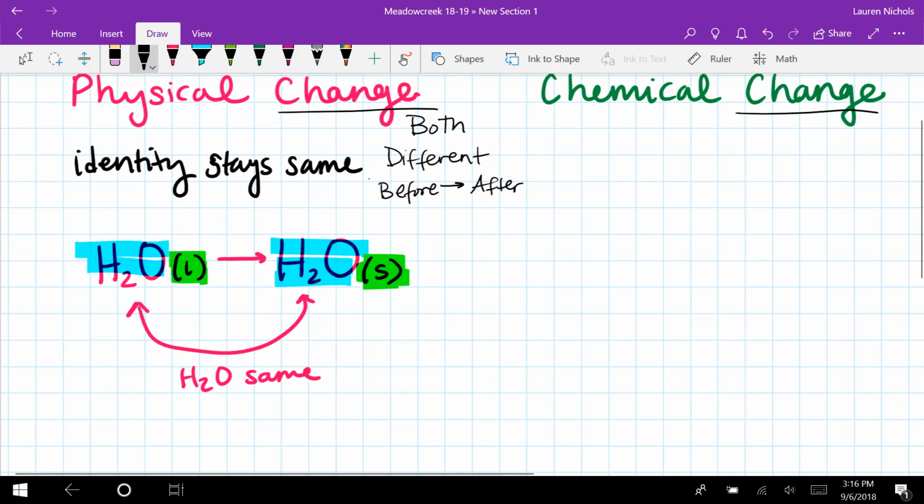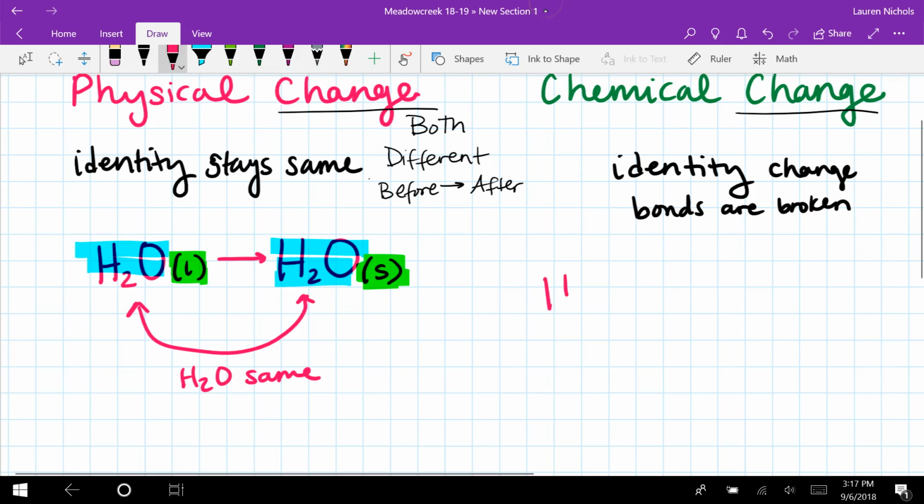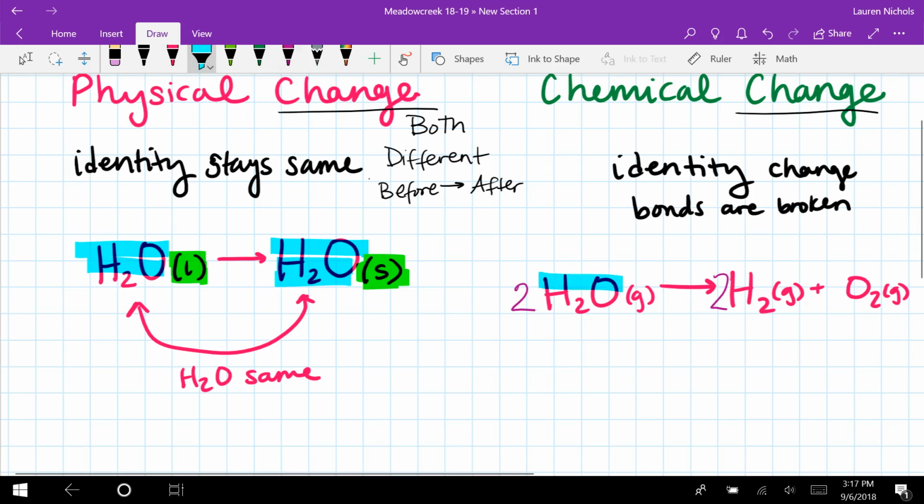When we look at a chemical change, this is where the identity of our substance is changed, and this means that bonds are broken. For example, if we look at water again, and it's a gas this time, water can undergo a decomposition reaction to break apart into hydrogen gas and oxygen gas. This would happen in a balanced ratio, with a 2 there and a 2 there to be a balanced equation. But we can see that the identity of water is no longer the same. Hydrogen and oxygen are split, so H2O compared to hydrogen and oxygen separate are different.